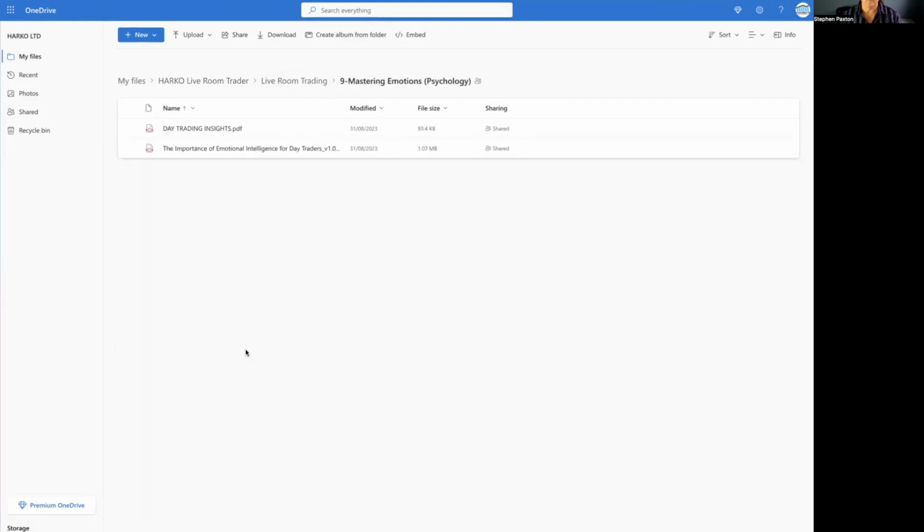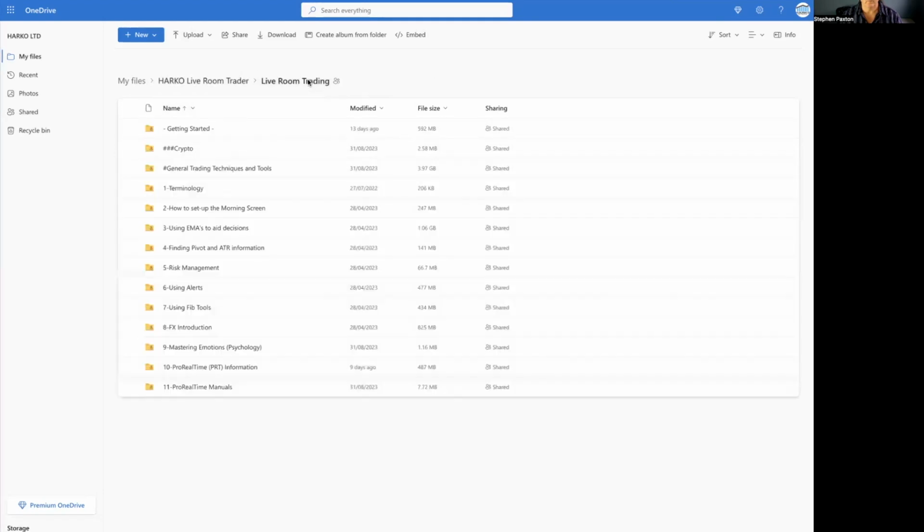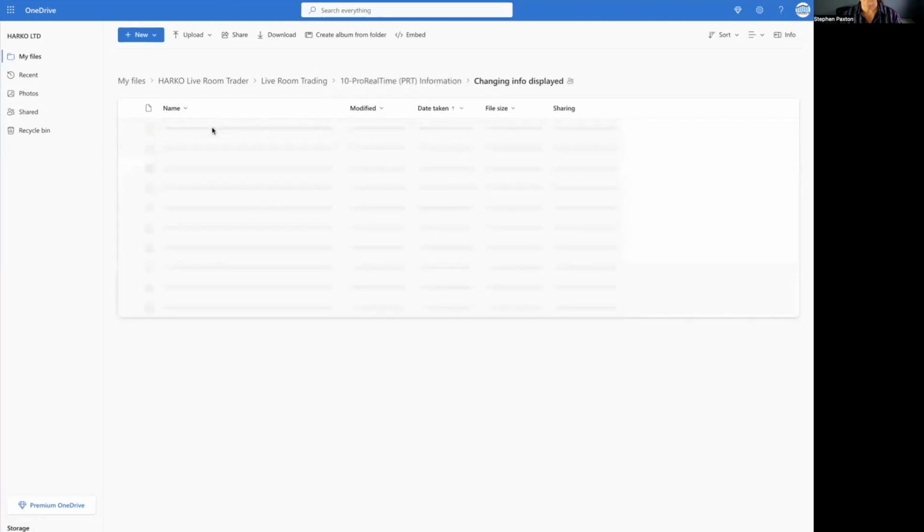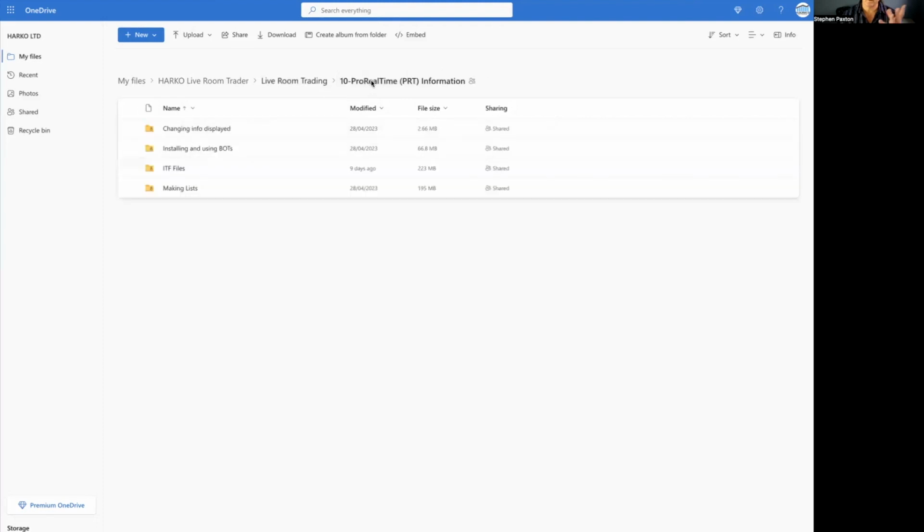And mastering emotions, all about psychology and how to manage your emotions in trading in the room. ProRealTime, if you're going to use ProRealTime, how to change all the information that's displayed in ProRealTime to configure it. But again, if you're going to use ProRealTime, I can help you with that.